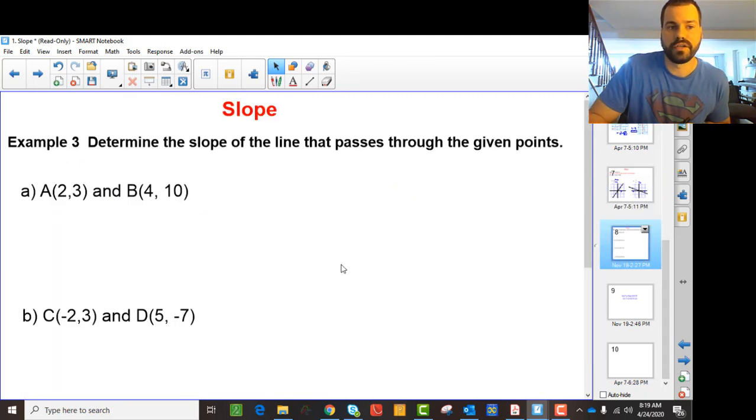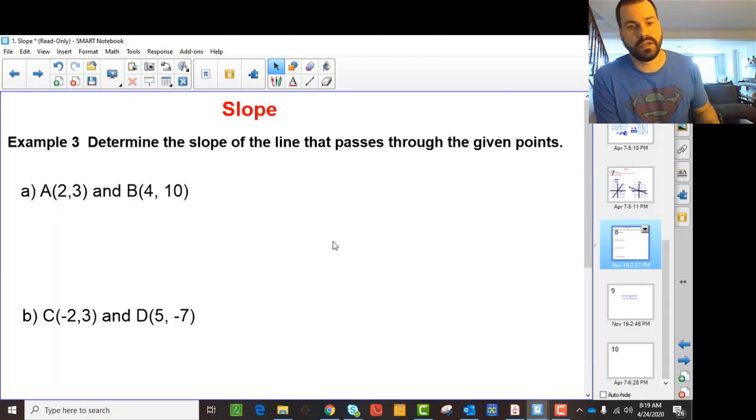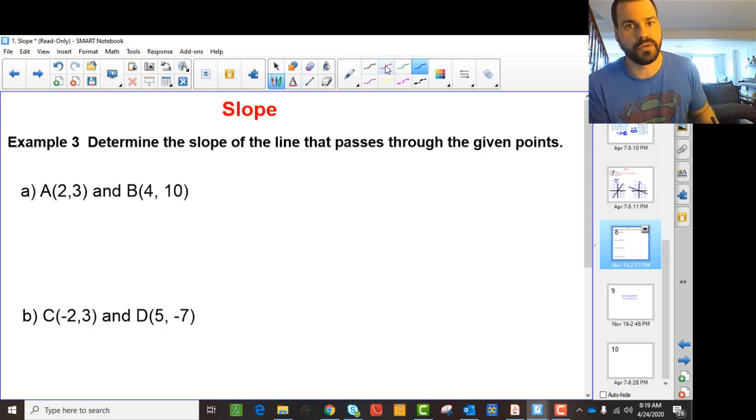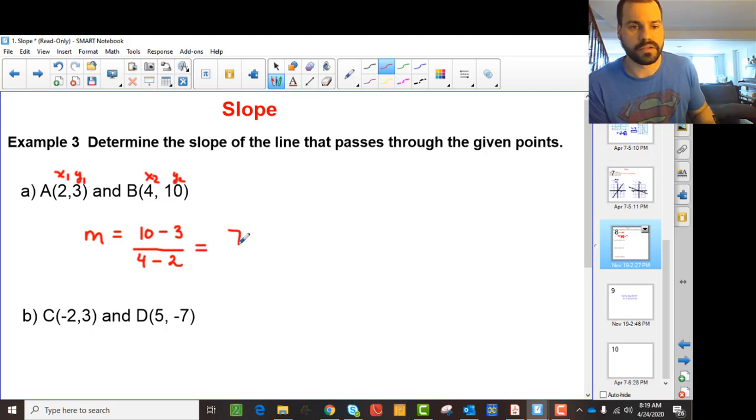Now, what happens if you're just given 2 points? So this is where we get into the x2 and y2 stuff. All right, so what we're going to do is we're going to label these points. So I'm going to call this one x1, y1. And I'm going to call this x2, y2. So the slope is y2, which is 10, minus y1, which is 3, over x2, which is 4, minus x1, which is 2. Okay, so 10 minus 3 is 7, and 4 minus 2 is 2. So my answer is 7 over 2 for that one.